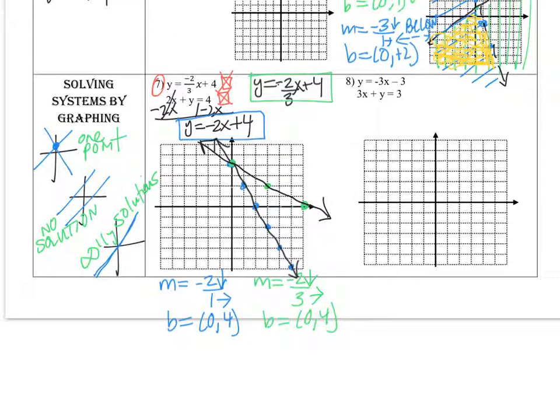And the question is, what happened? Is there one answer, no answers, or infinitely many answers? There is one answer, and the solution is (0, 4). It's the intersection point. So that's your answer. Okay, that's question 7. All right, let's go ahead and turn the page.